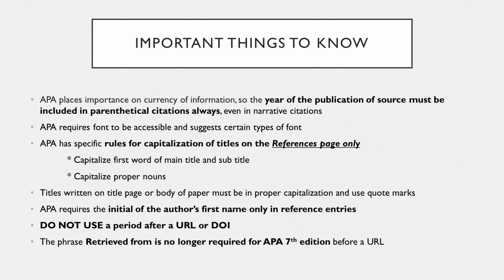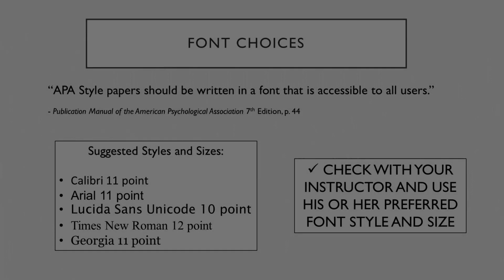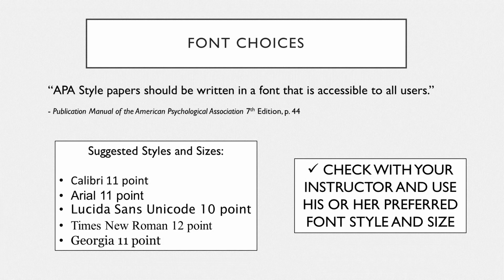Also, if you were using APA in its previous edition, the 6th edition, you would have used the phrase "retrieved from" in a reference entry, but the new 7th edition does not require that. Here's a list of the suggested styles and sizes of font. However, your best bet as a student is to stick with Times New Roman 12 point because that's the academic standard.